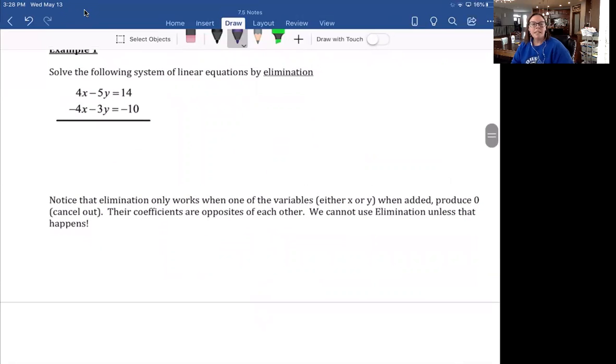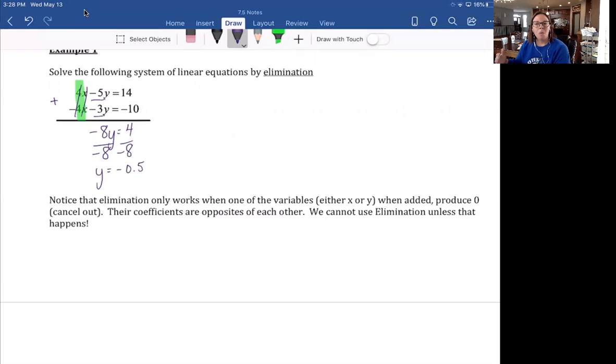Now they started off simple here, and again, given us a variable that's going to automatically cancel out. 4 plus a negative 4 is 0. That cancels out. So what I do then is negative 5 plus a negative 3 is negative 8. And 14 plus a negative 10 is 4. I divide by negative 8, and y is going to be negative 1/2 or negative 0.5.